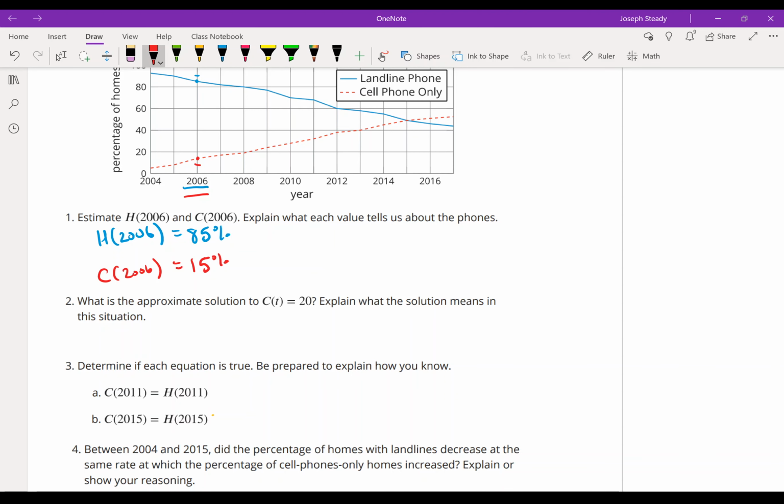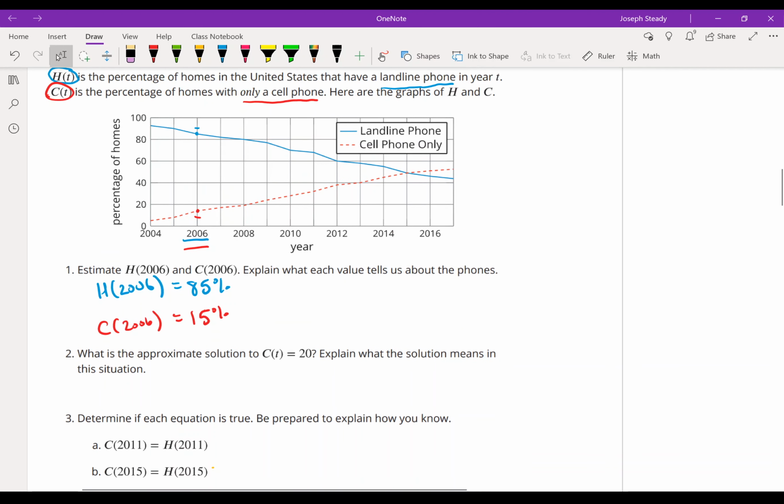The next problem now asks us to go the other direction. We're looking at function c, and they tell us this time to find an approximate solution for c of t equals 20. So what that means is they want us to find, hey, what does t have to equal so that our output is 20%? So we're going the other direction. We're trying to find the input. So in this case, 20% happens right around here on function c, and that's right about on the year 2008. So this tells us that in the year 2008, 20% of homes had only a cell phone.